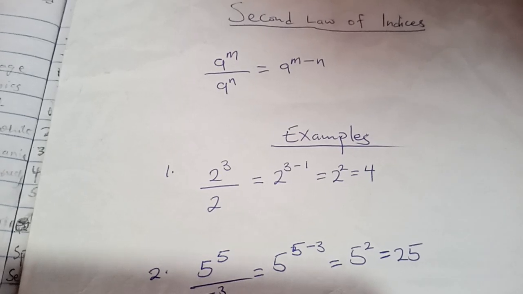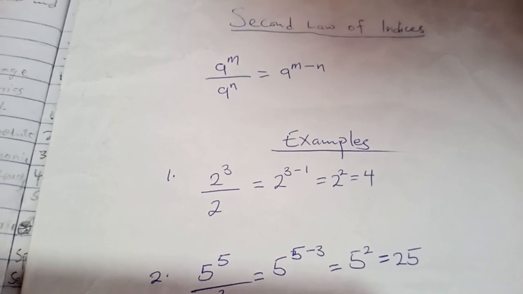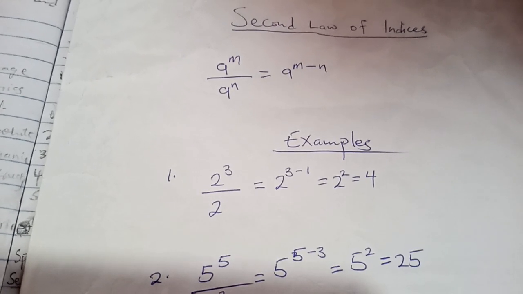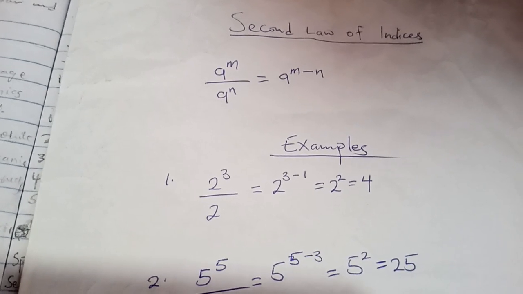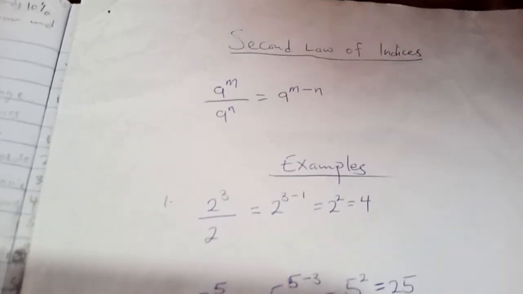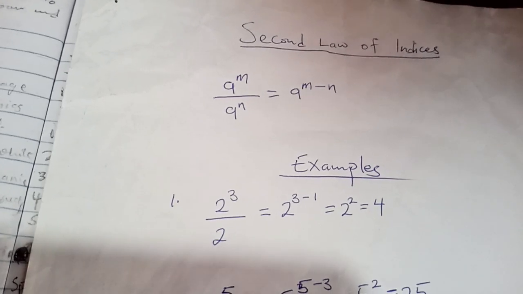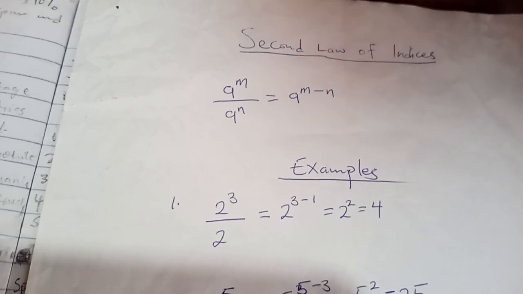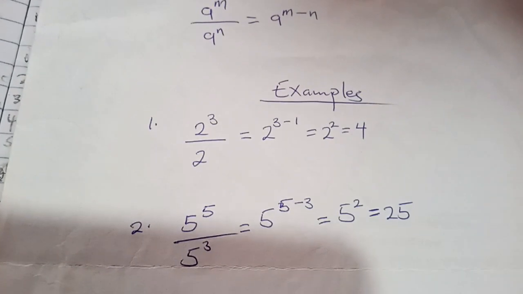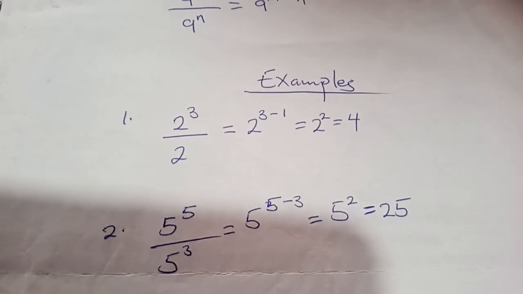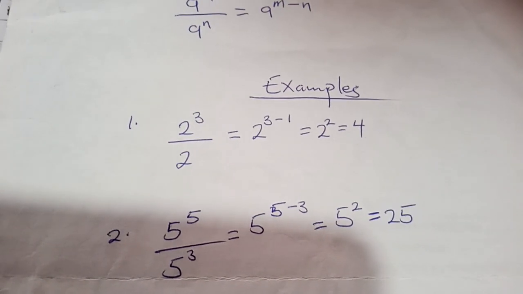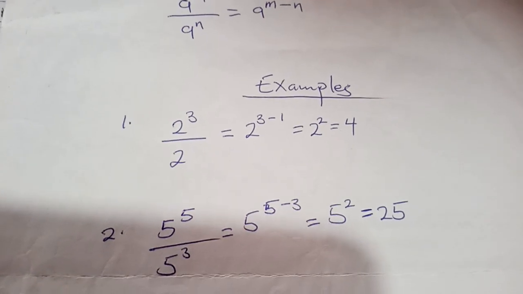When the bases are the same and you are dividing, you what? You subtract the exponent. You subtract the exponent of the denominator from what? The numerator. So this is what the second law says. Now we are going to use this principle to solve problems, or to find solutions to what? Problems in mathematics. So let's look at examples.